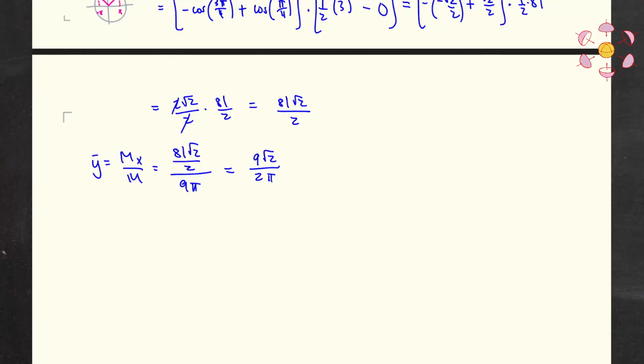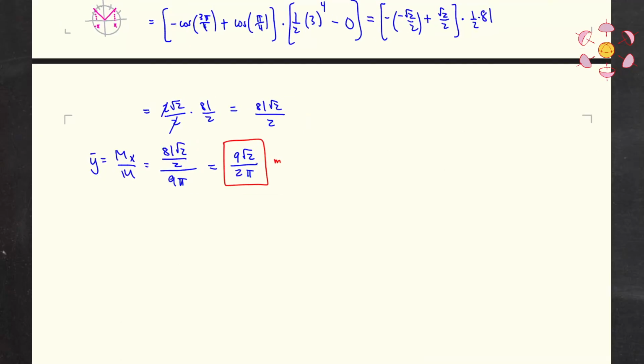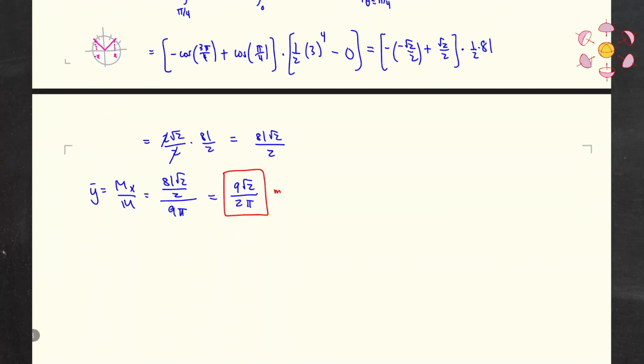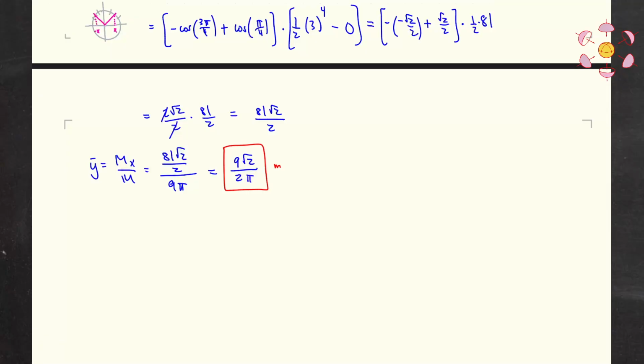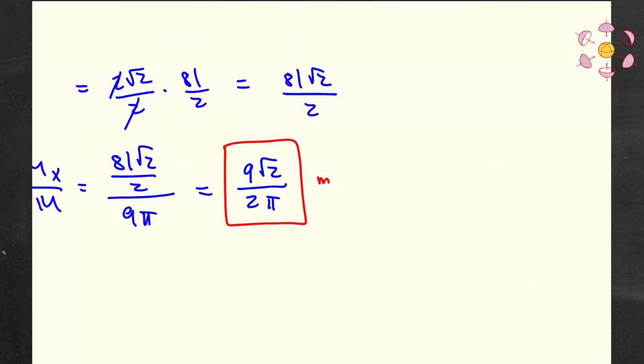Okay, keep in mind that y bar, the units of this would be a distance. So I like to put them outside. Okay, so let me grab my calculator and let's figure out what is 9 square root of 2 over 2 pi. So that's approximately 2.02. I don't need to do it in radians, there's no trig functions here. Okay, so 2.02 is our y coordinate.